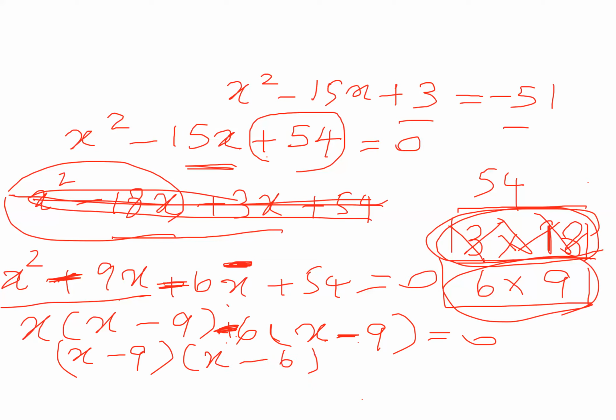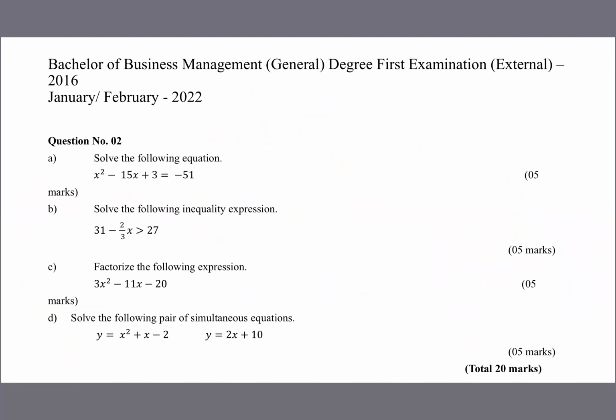So then therefore you can write these two factors equal to 0, okay? That means x minus 9 equal to 0, that means x equal to 9. It's okay, very easy, no? From the other one, x minus 6 equal to 0, that means x equal to 6, right? So then you can get the two values, that means you can solve that question.